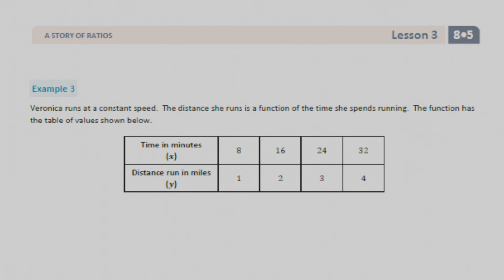Once you finish that, I want you to give example 3 a try. Okay, so it says Veronica runs at a constant speed. The distance she runs is a function of the time she spends running. The function has the table of values below. Okay, so really you're going to do this one just like we did the last one.